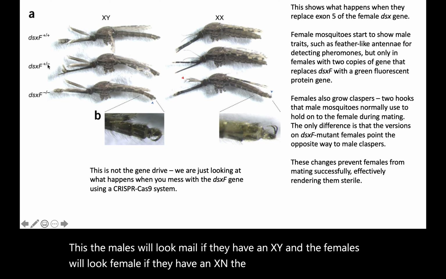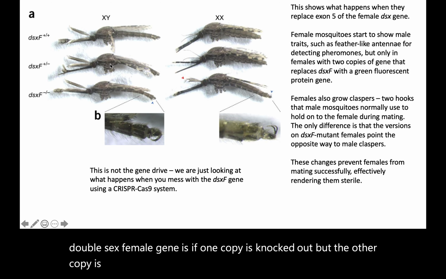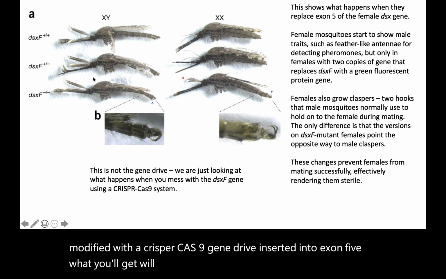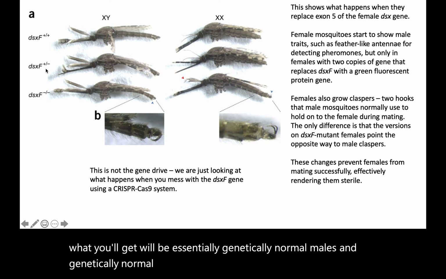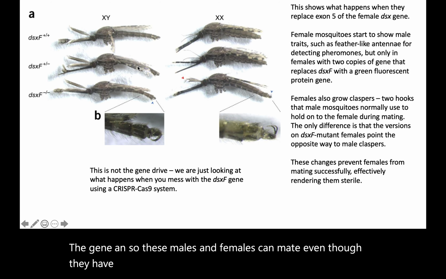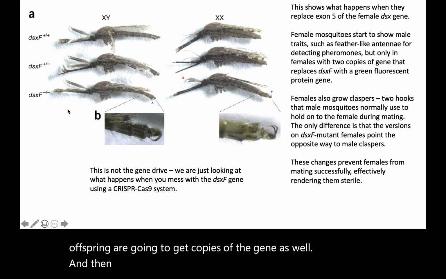There you go. If the double-sex female gene is, if one copy is knocked out but the other copy is still there and it's fine, or not knocked out but genetically modified with a CRISPR-Cas9 gene drive inserted into exon 5, what you'll get will be essentially genetically normal males and genetically normal females, but they're carrying one copy of the gene. And so these males and females can mate even though they have one copy of the gene, but when they do mate, their offspring are going to get copies of the gene as well. And then the knockout version, the minus minus, is going to look like this.